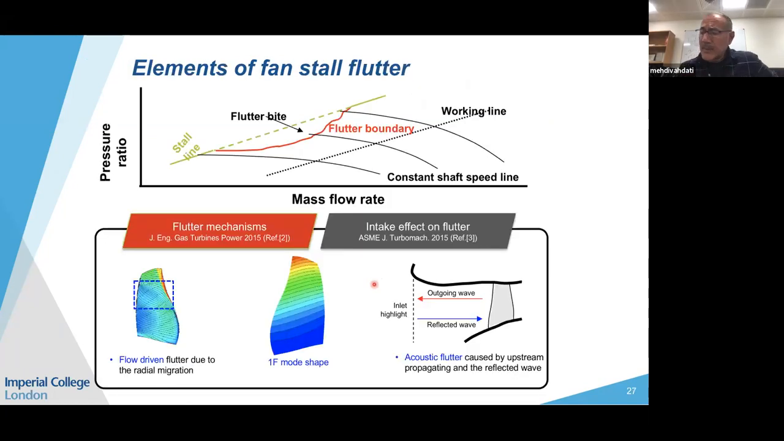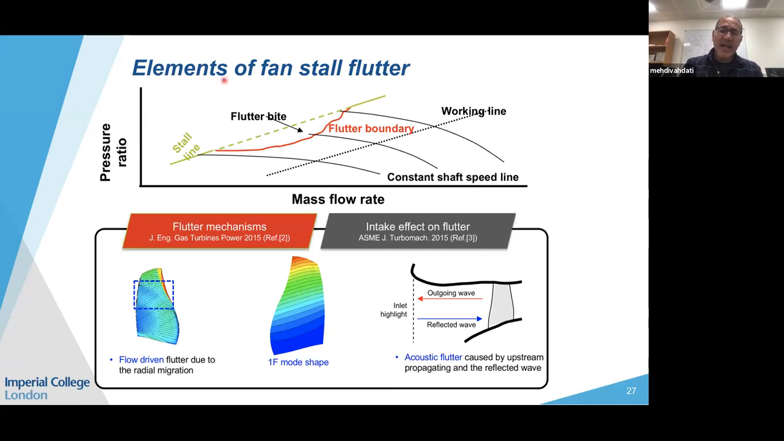So what causes the elements of stall flutter? This is an area of research for many years, and more or less we understand some parts of it, but there's still a lot of unexplored areas in it.